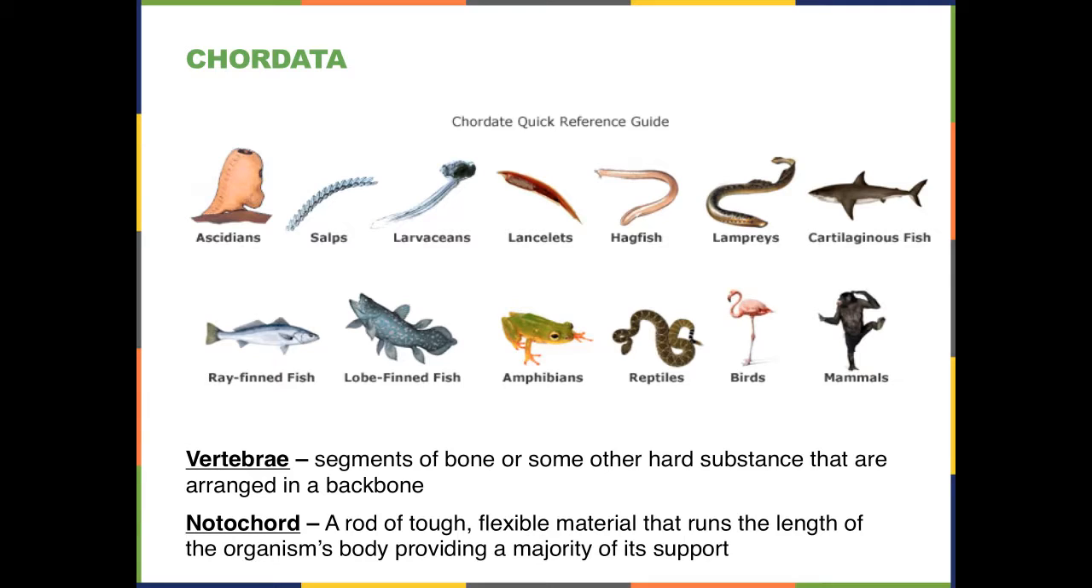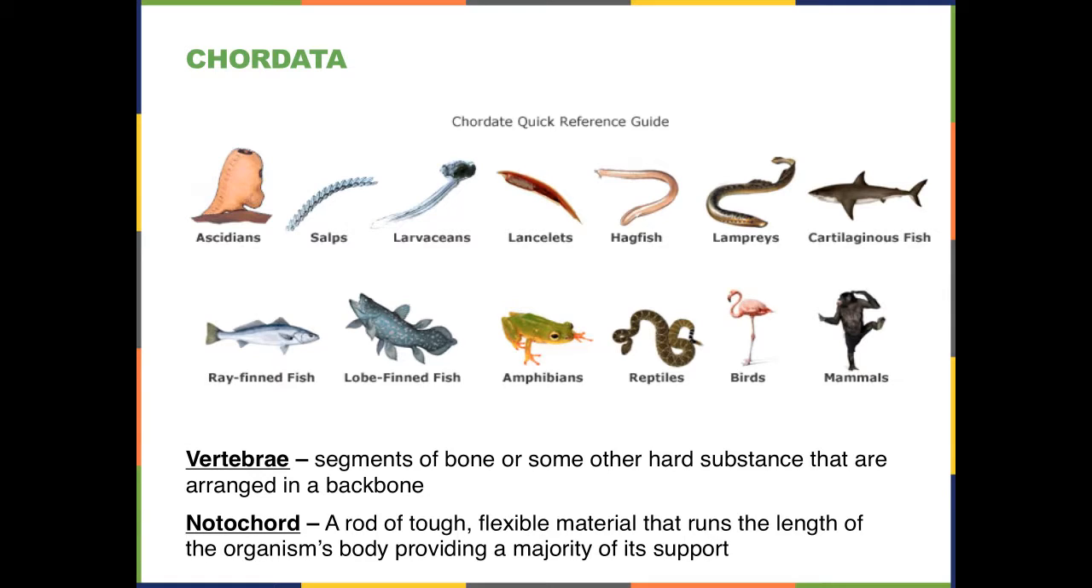All of the phylum Chordata contains what is known as a notochord. A notochord is a rod of tough, flexible material that runs the length of the organism's body and provides a significant part of the organism's support.